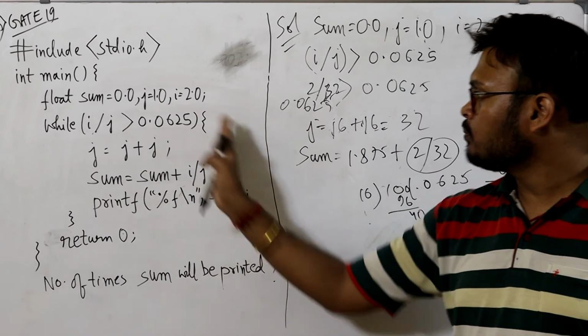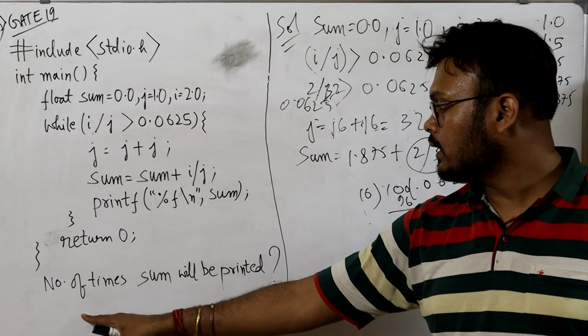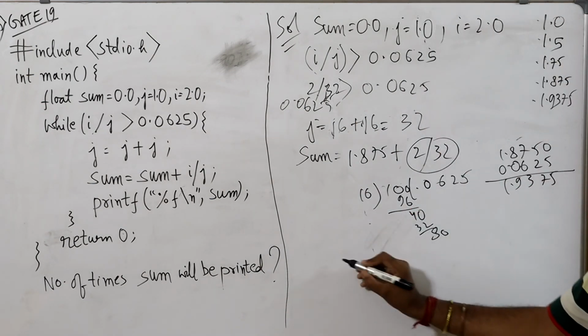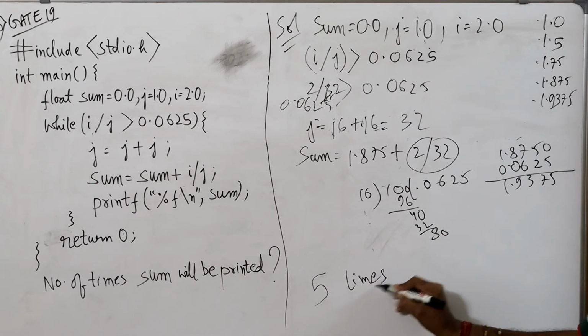When this while loop is broken, till then, how many times has the value of sum been printed? 1, 2, 3, 4, 5. 5 times. Okay. So here the answer will be 5 because they are asking the number of times sum will be printed. So the answer is 5 times. Fine.